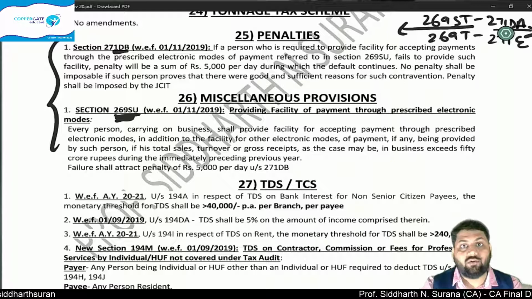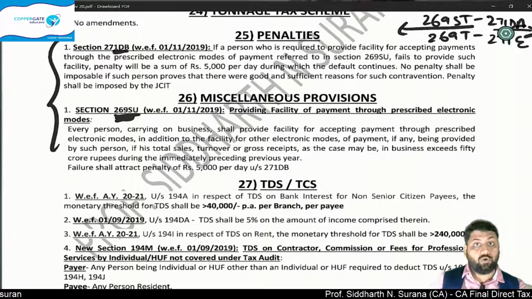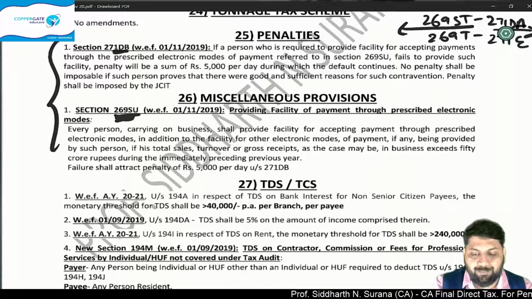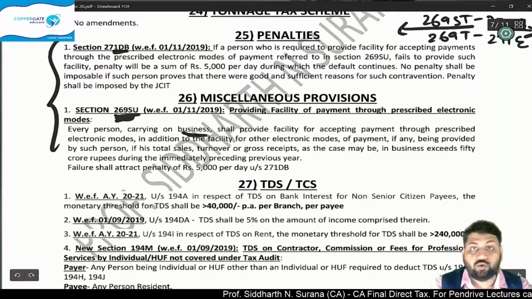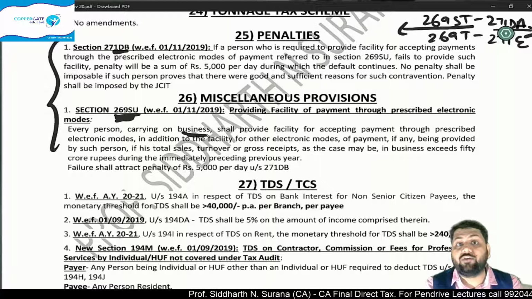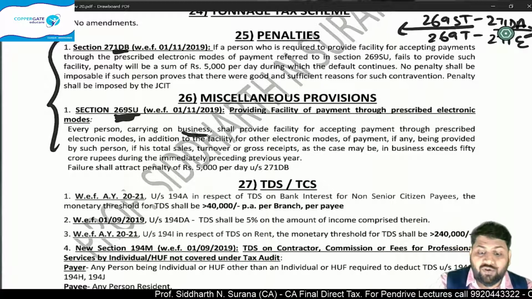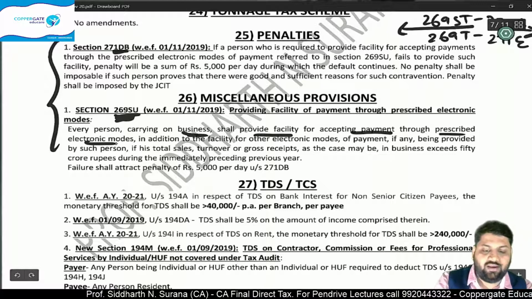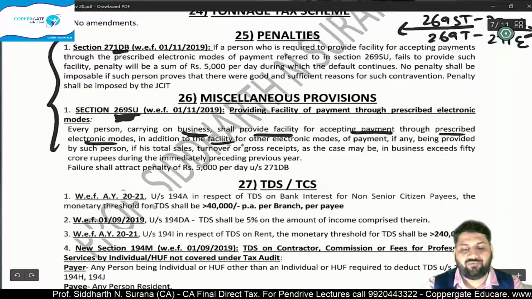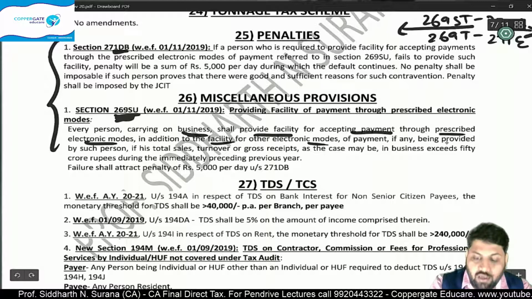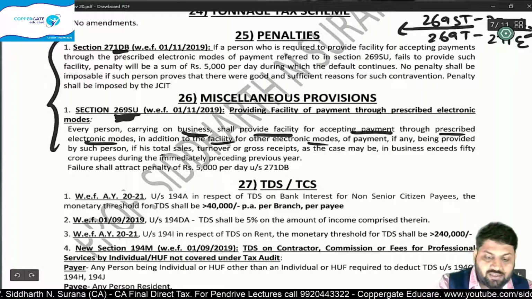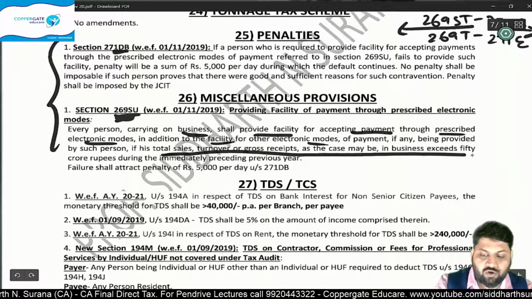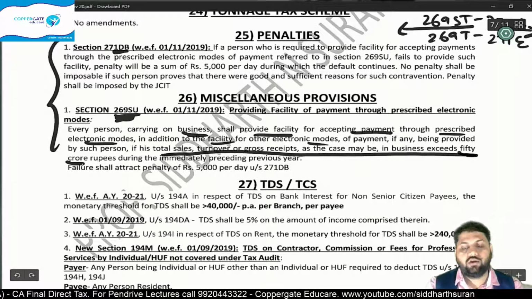Are you understanding what is happening? Let us understand the rule and the corresponding penalty also. Any person who is doing business, so notice carefully, this is applicable only for assessees doing business. You will have to provide facility for accepting payment through prescribed electronic modes in addition to the facility of other electronic modes if your total sales turnover or gross receipts of the last financial year exceeded rupees 50 crore.